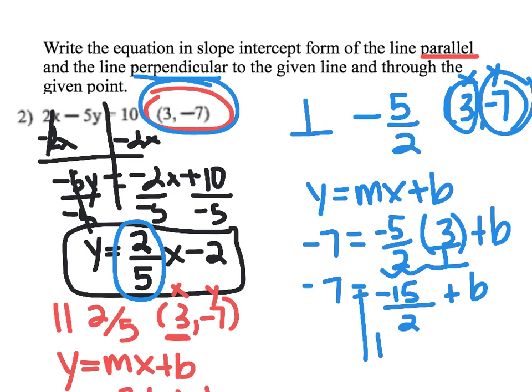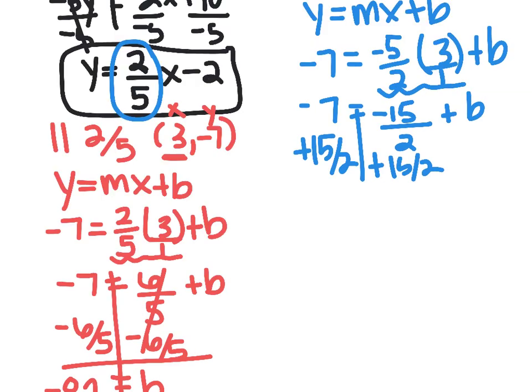Just go ahead and move it to the other side. Add 15 halves. Over here, again, use your calculator. Get out your calculator and say negative 7 plus 15, divide by 2, enter, and you will get 0.5. So b would be 0.5.